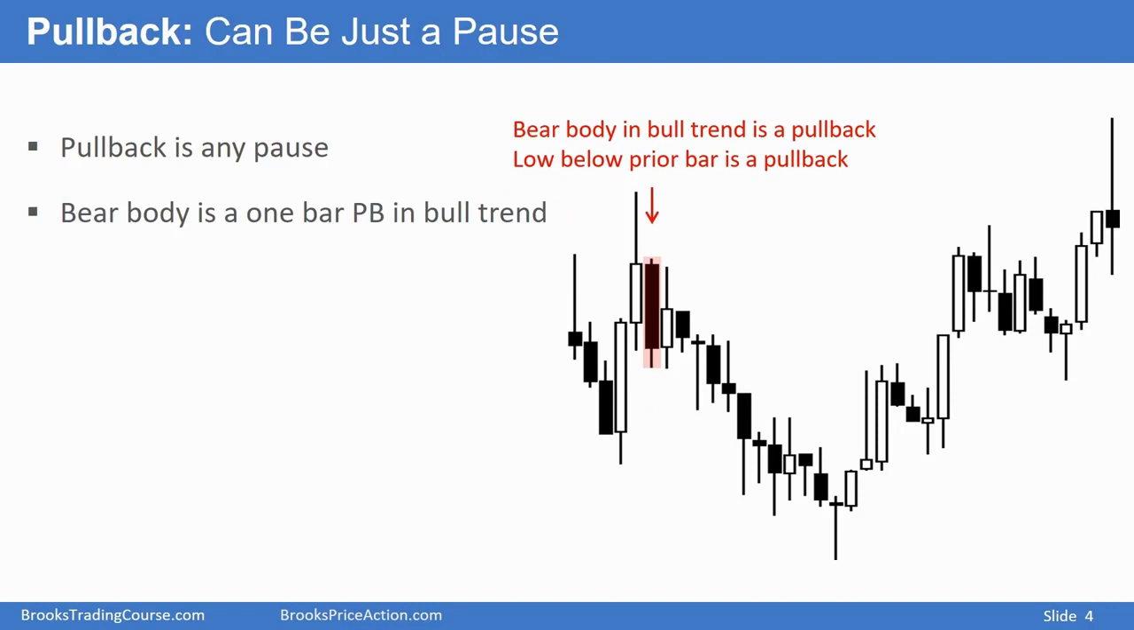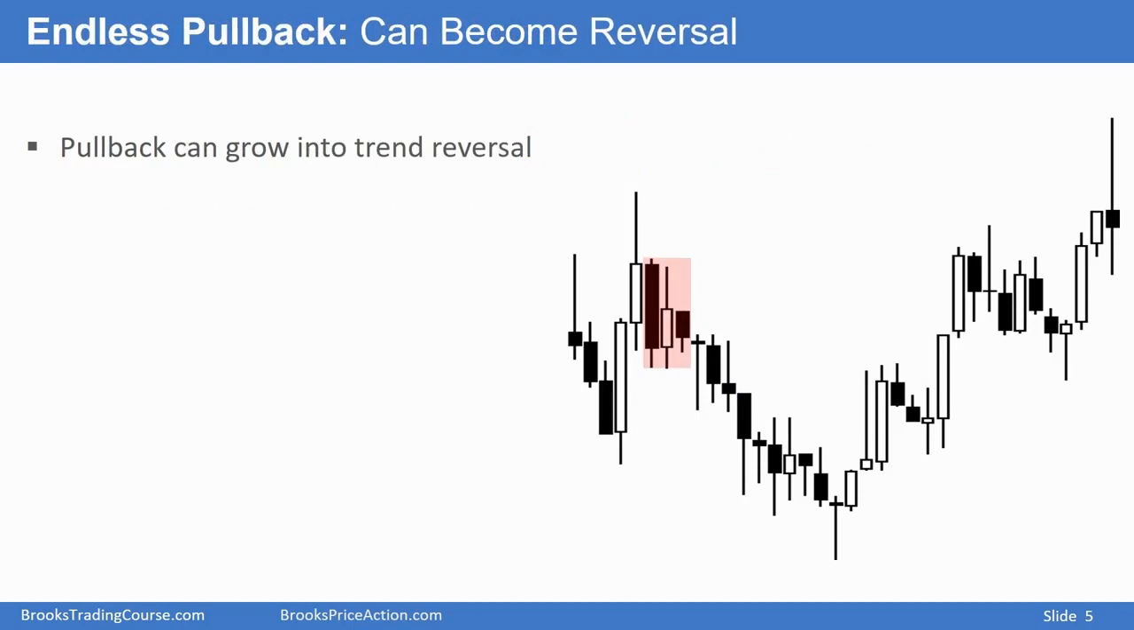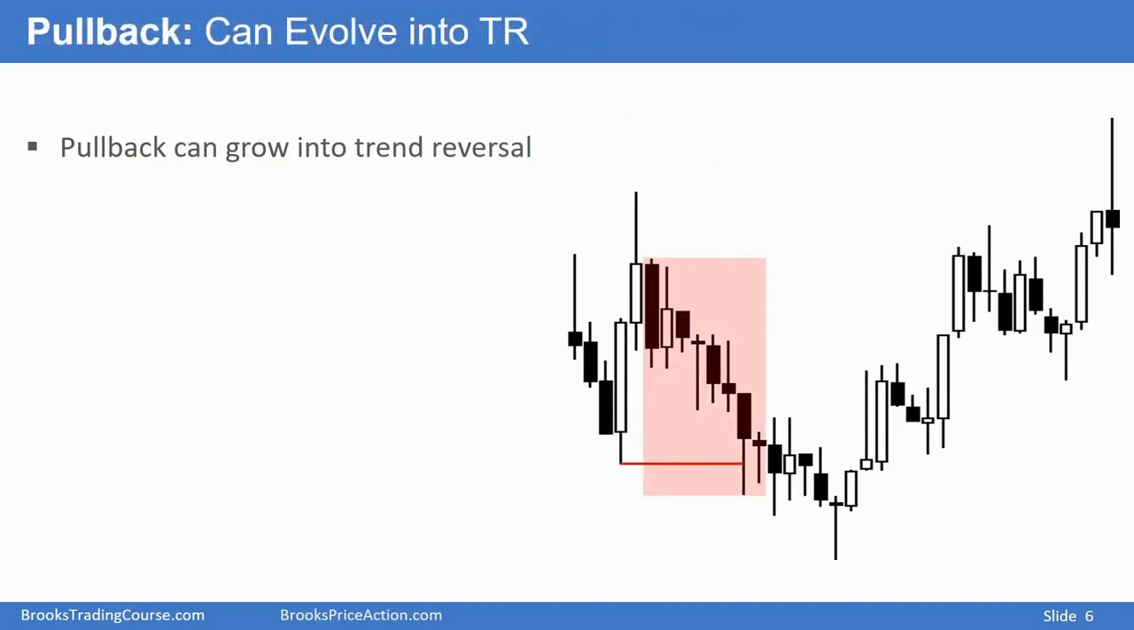Pullback can grow. It can grow into a trend reversal. You can see we broke below the bottom of the bull breakout. Once it breaks below a major low like this, traders stop using the term bull trend and say that it's either in a trading range or in a bear trend.